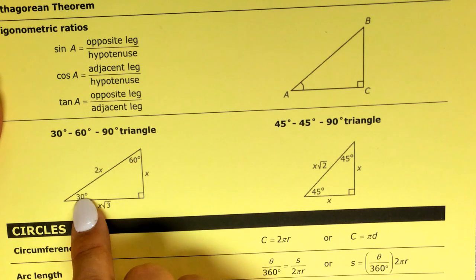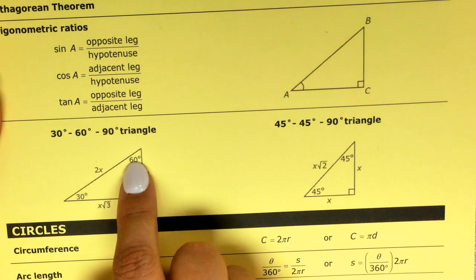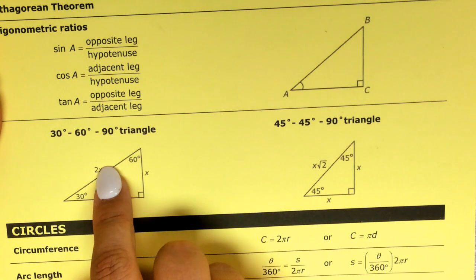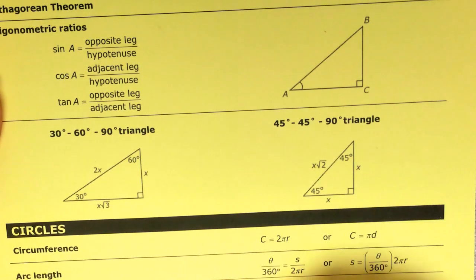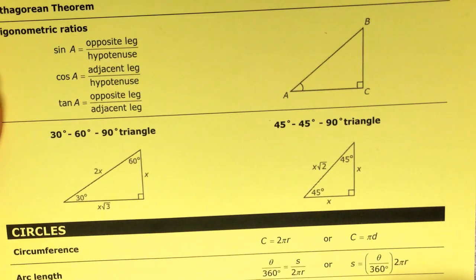What's across from the 30? X. What's across from the 60? What's across from the 90? And then x square root of 2. Please don't miss these tomorrow. You have a guide if you need it.